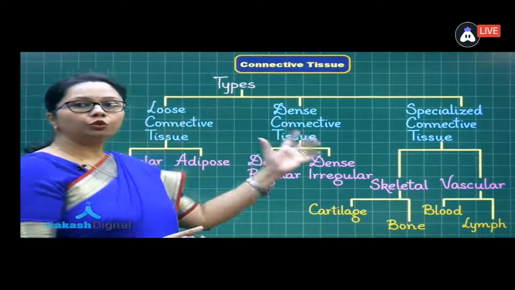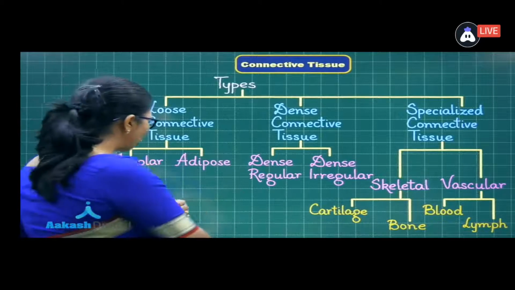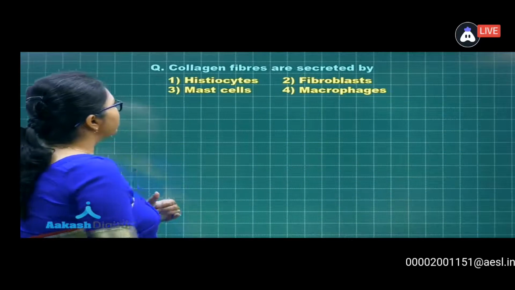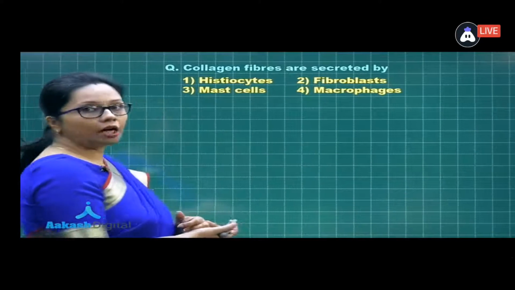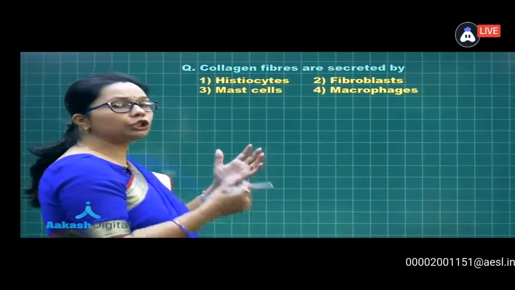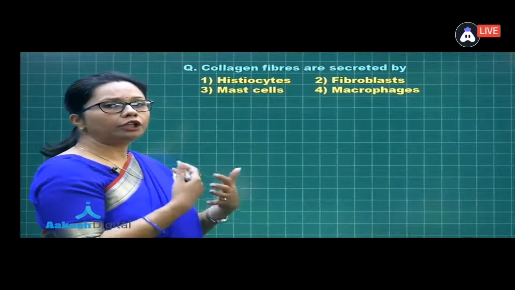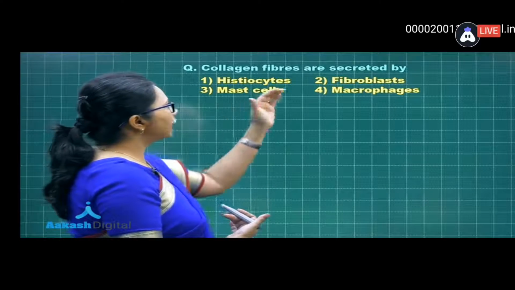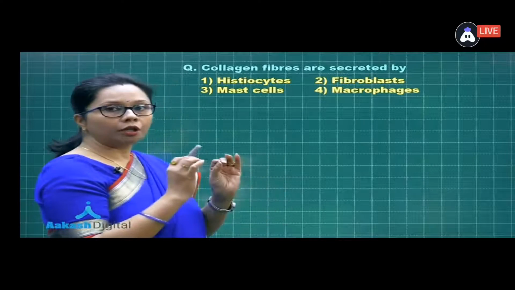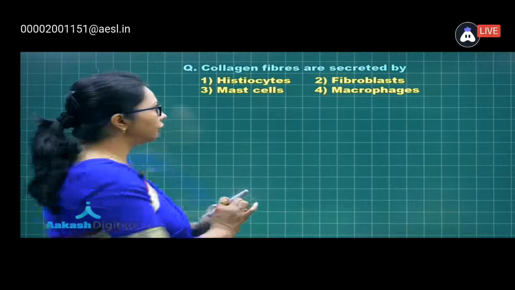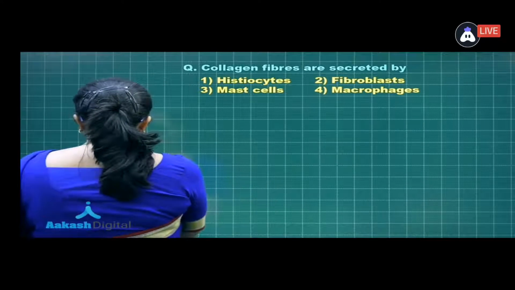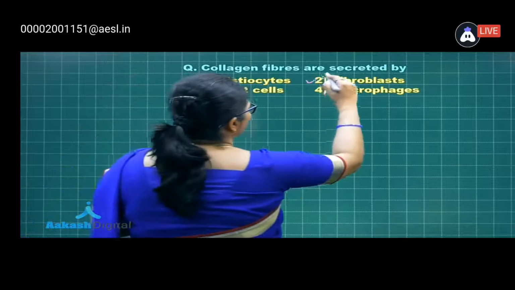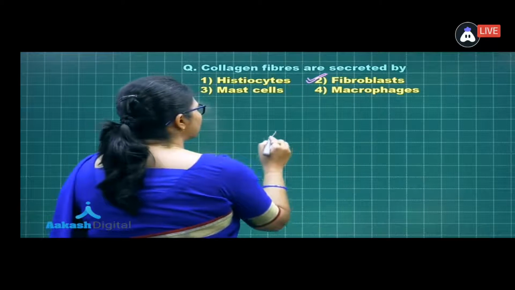Now let us use this information and solve one question. Collagen fibers are secreted by. Now whether it is collagen fibers or yellow elastic fibers or reticular fibers, the fibers are secreted by the most important resident cell of the connective tissue, that is fibroblast. So that will make option 2 as our correct answer.